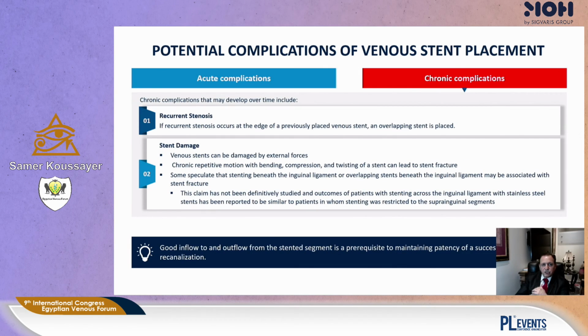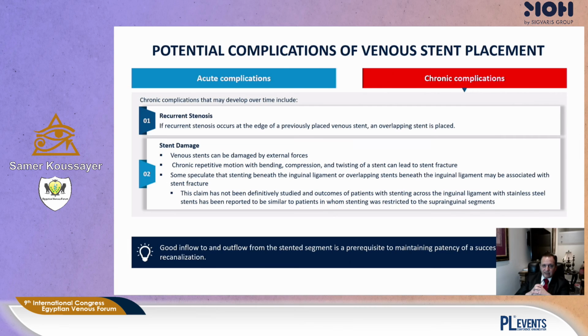Chronic complications usually happen over time. Recurrent stenosis, if it occurs at the edge of the previously placed stent, you can place an overlapping stent. Stent damage: it can be damaged by external forces. Chronic repetitive motion and bending, compression, and twisting can lead to stent fractures. Some speculated that a stent beneath the inguinal ligament, or overlapping stents beneath the inguinal ligament, may be associated with stent fracture, but this is nothing.